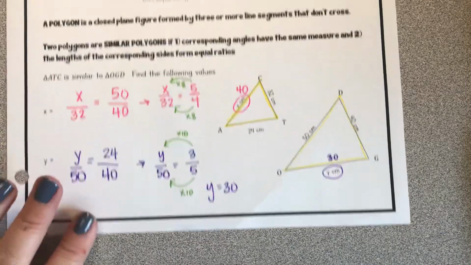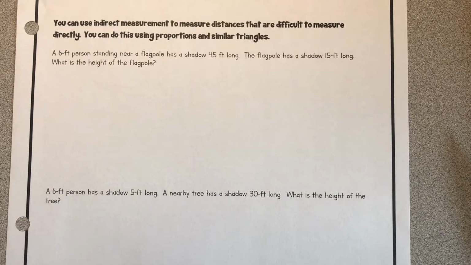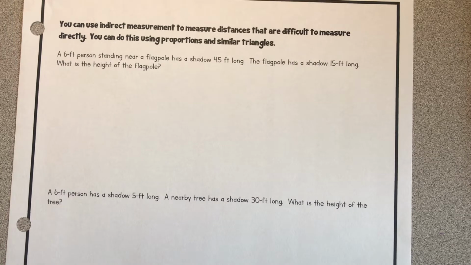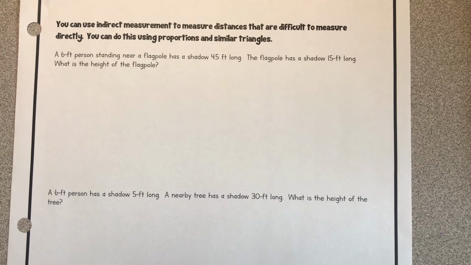Let's look at your next page, which talks about indirect measurement. It says you can use indirect measurement to measure distances that are difficult to measure directly. You can do this using proportions and similar triangles. It says a 6-foot person standing near a flagpole has a shadow 4.5 feet long. The flagpole has a shadow 15 feet long. What is the height of the flagpole?